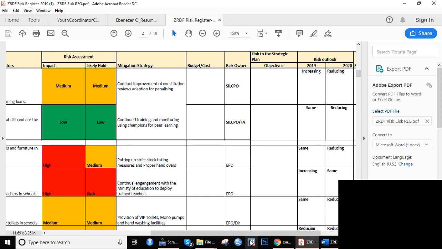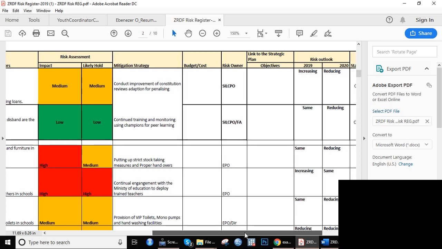And in here, the example they had was to conduct improvement of the constitution, because as people begin to agree a constitution and the parameters and the boundaries within it, that if somebody were to default, this is what will happen, or this is the next thing that would happen. And they've talked about adapting penalizing, or how to penalize people who are not repaying back the loan, because obviously they live in the same community, so it's not as if somebody got the money and just totally disappeared. So that is probably why this risk is given this kind of ranking.